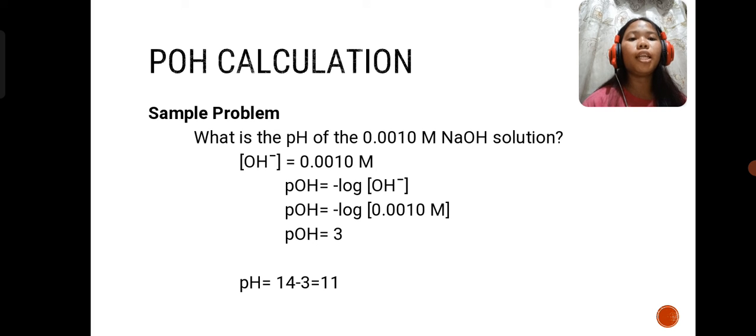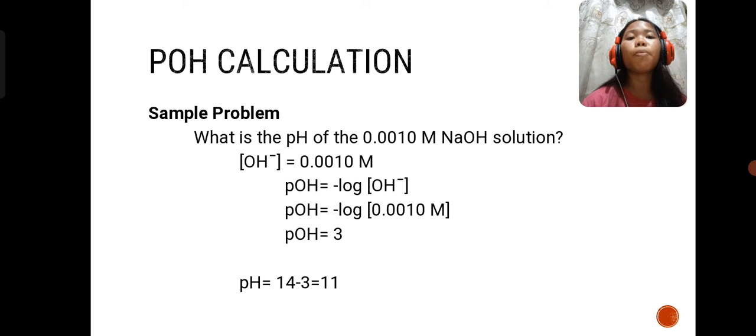What we need to find is the equivalent pOH, so we can derive the pH. In solving for pOH we have the formula pOH equals negative logarithm OH negative. So pOH equals negative logarithm of 0.0010 molarity. Input it in the scientific calculator and it will result to 3. So we now know that the pOH is 3.